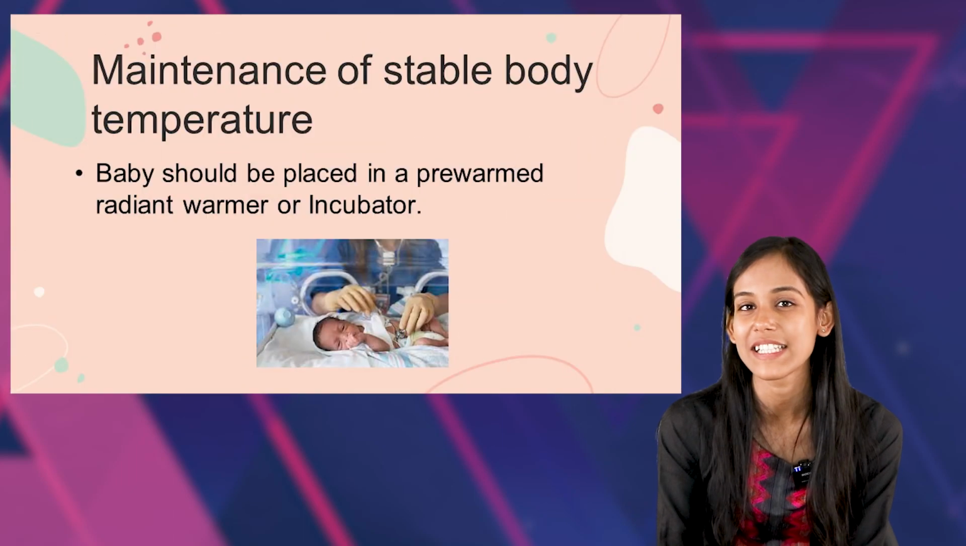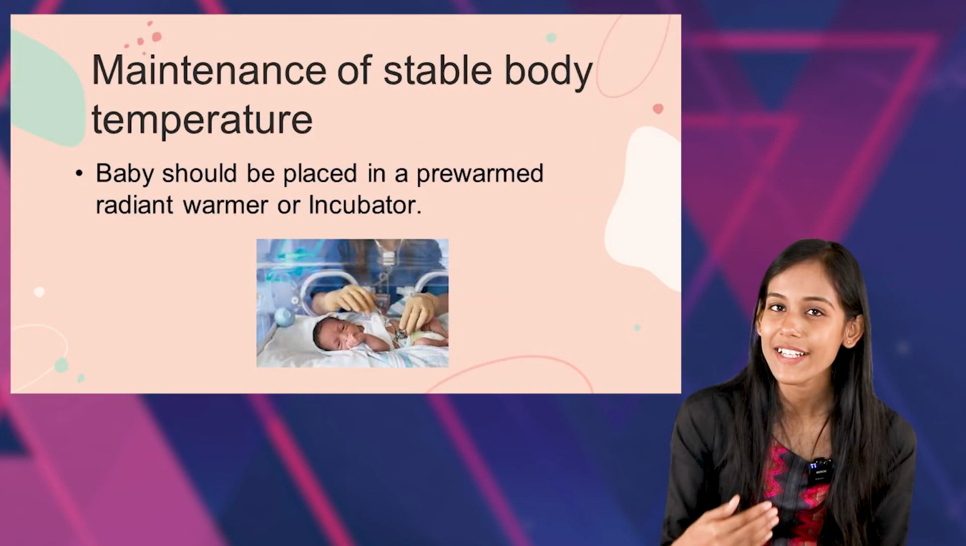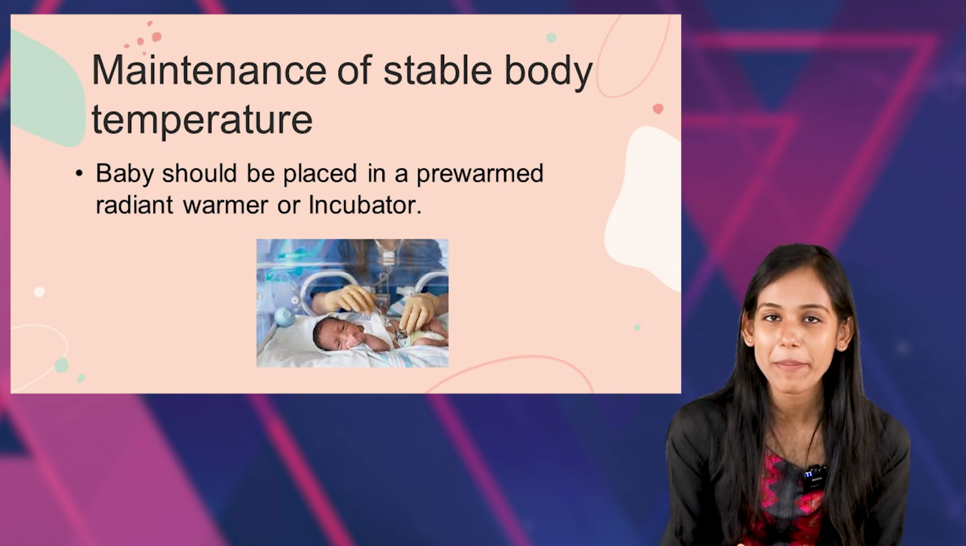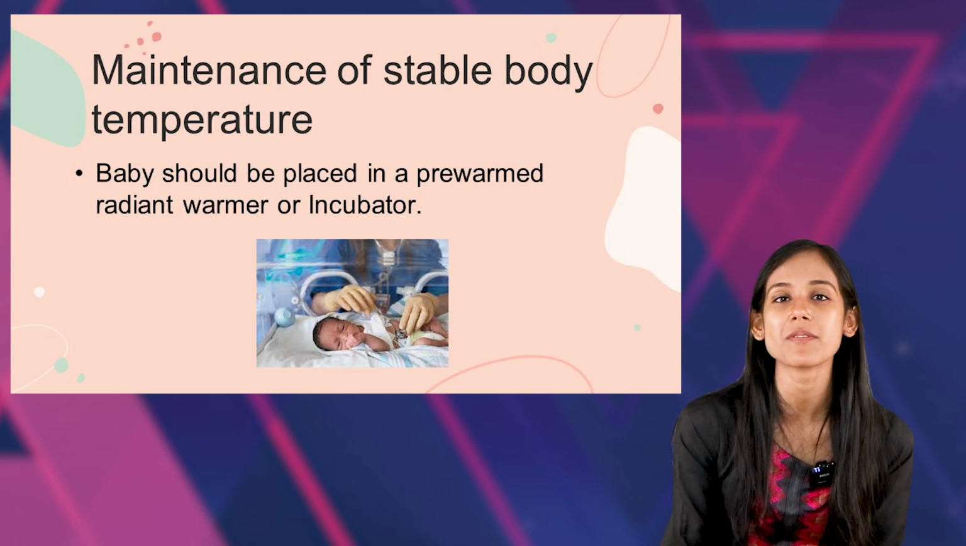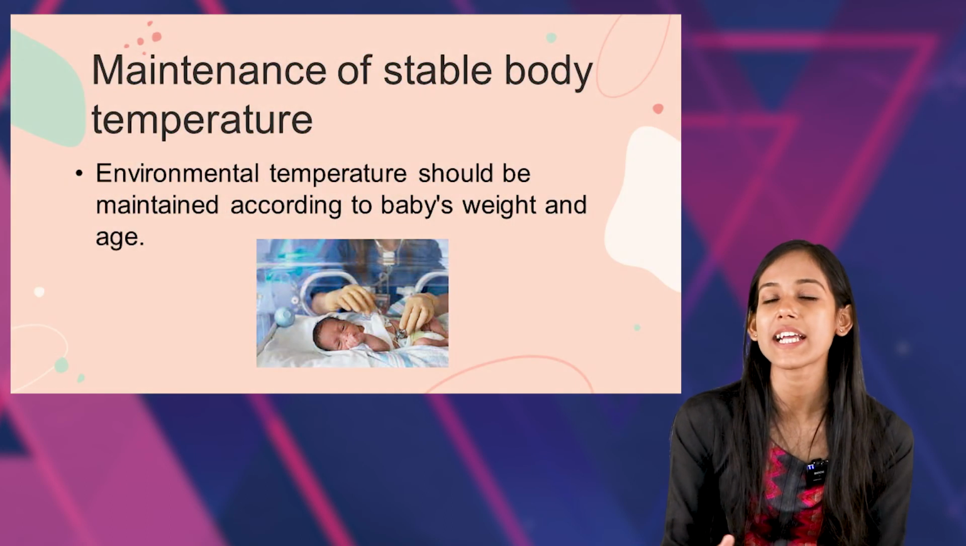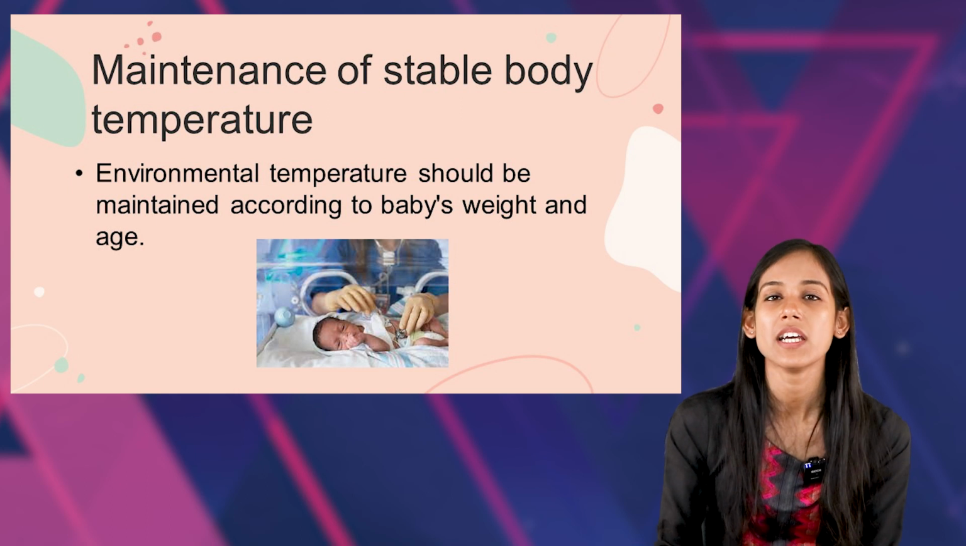So apart from breathing, one more major aspect of concern in these babies is temperature. Next, we will see maintenance of stable body temperature. The baby should be received in a pre-warmed radiant warmer or incubator. And we have to maintain the environmental temperature based on the baby's weight and age. And we have to maintain their skin temperature, so the normal skin temperature should be maintained.